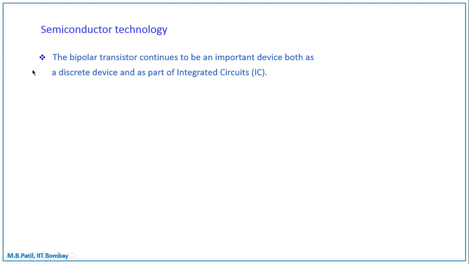Let us now talk about semiconductor technology and see how it has evolved with time. The bipolar transistor, which was the first transistor to be invented back in 1947, continues to be an important device both as a discrete device and as part of integrated circuits, that is ICs, such as op amps.